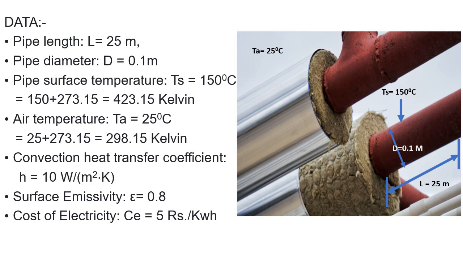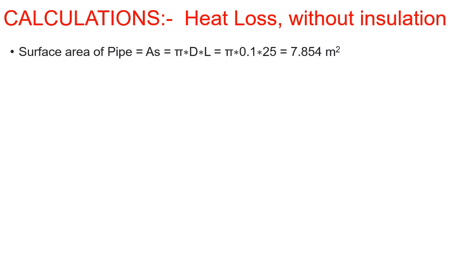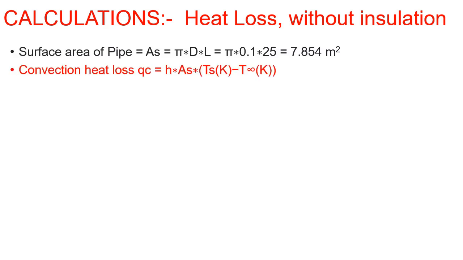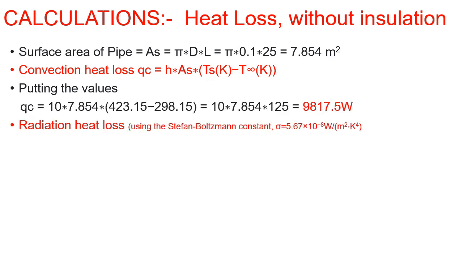So with this data, we will do the calculations. First of all, we calculate the heat loss without insulation. First we calculate the surface area of the pipe, which is equal to pi d into L. That will be equal to 7.854 meter square.